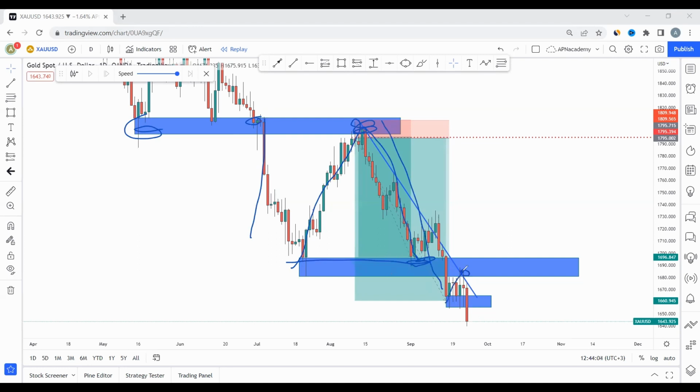Now, for this case, you had the chance to use the confluence. Though we didn't take this trade, just for the purpose of making the video short, I've explained to you how you deal with it.